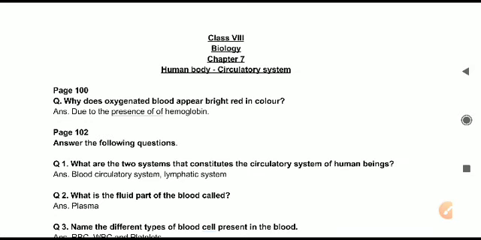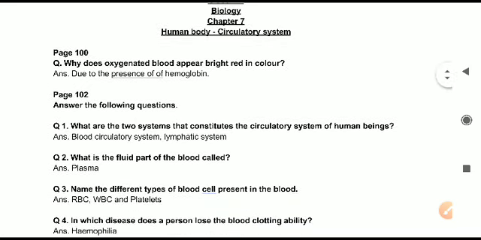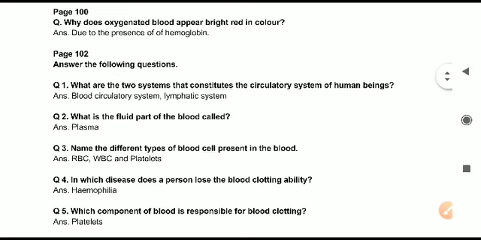Let us see page number 100. The question is: why does oxygenated blood appear bright red in color? The answer is due to the presence of hemoglobin, which is what gives the red color to these blood cells.